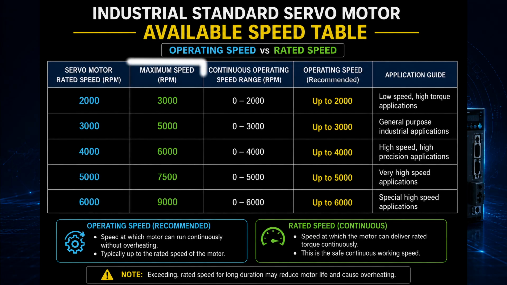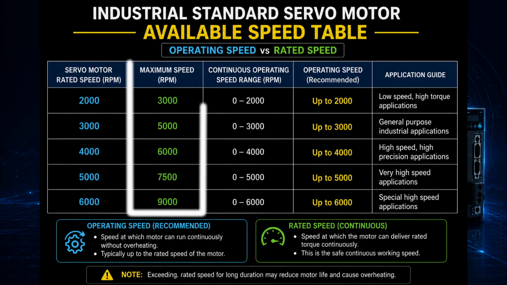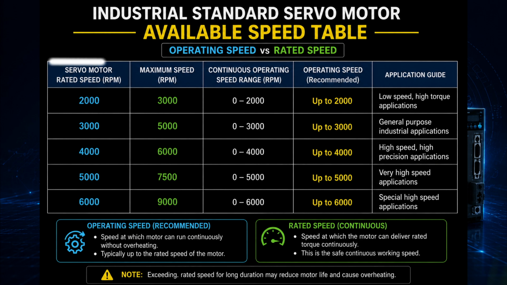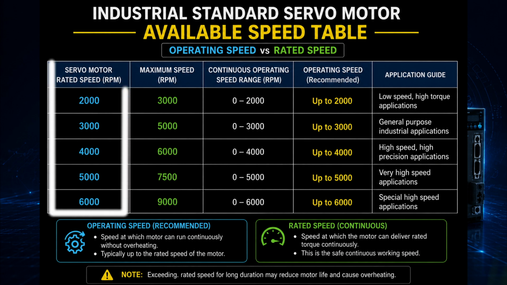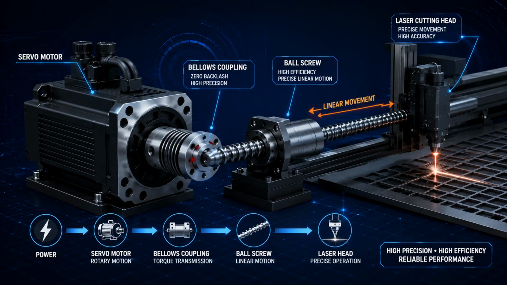Now the next step is to compare this 1800 RPM with industrial standard servo motor speeds. Servo motors are available with maximum speeds of 3000 RPM, 5000 RPM and 6000 RPM, and rated speeds of 2000 RPM, 3000 RPM and 4000 RPM. Our requirement is just 1800 RPM. It is well below 3000 RPM, which falls comfortably within the rated operating range of industrial standard servo motors. This means no gearbox is required from a speed perspective, and the motor can directly drive the ball screw through a flexible coupling.